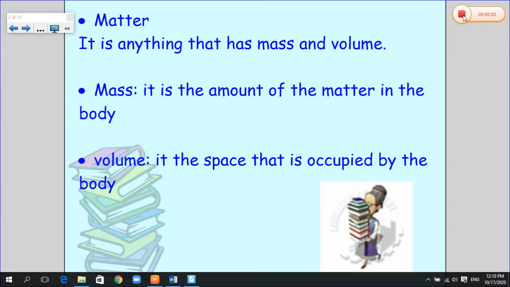In this lesson we're going to learn how to calculate the density of matter. We studied measurements before and we know how to measure different things. Okay, what is matter at the beginning? Matter is anything that has mass and volume. The mass is the amount of matter in the body, and the volume is the space occupied by the body. By knowing the mass and volume we can calculate something called density.